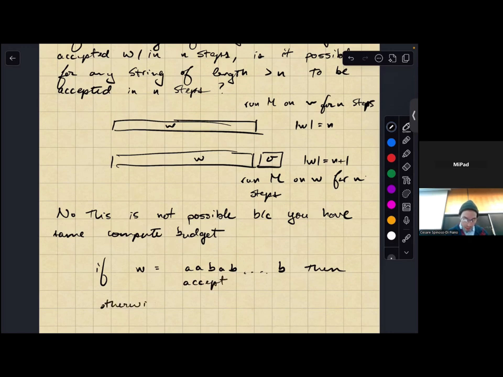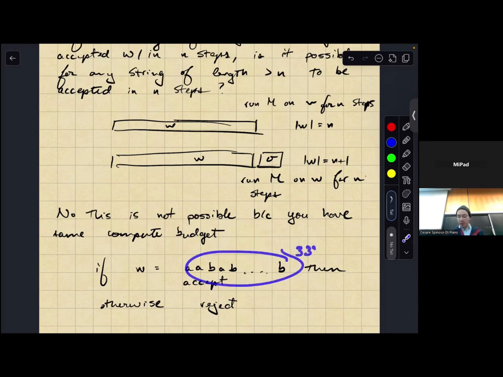otherwise reject. So if at least one string gets accepted by the Turing machine in 330 steps, because this is length 330, the Turing machine actually has to check that this is the correct string, then you can't say anything about the remaining strings, at least nothing very broad. Is that clear?